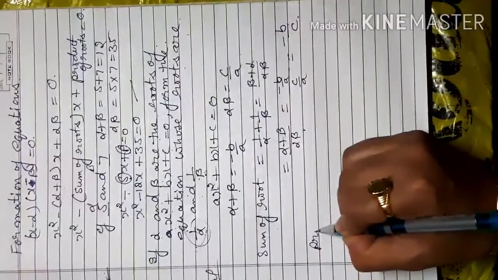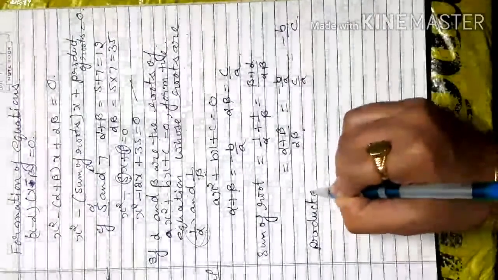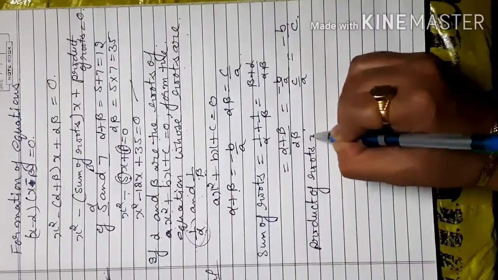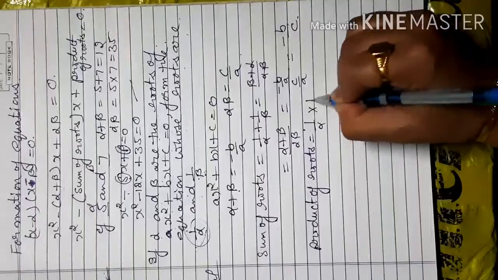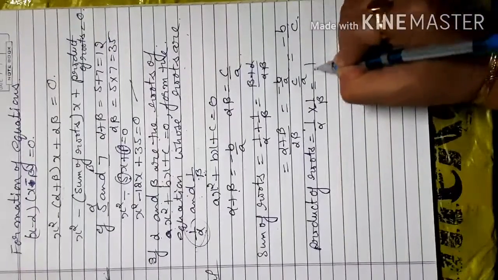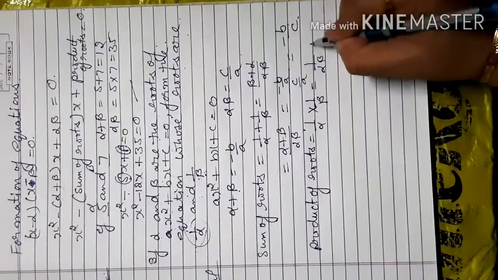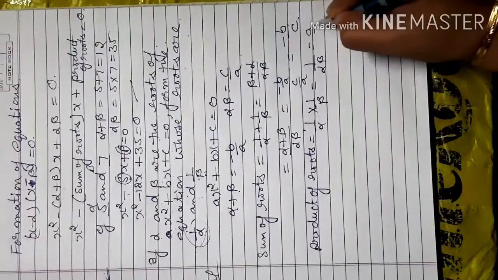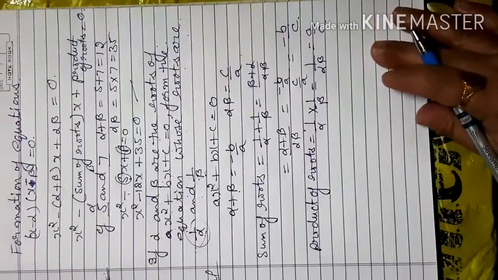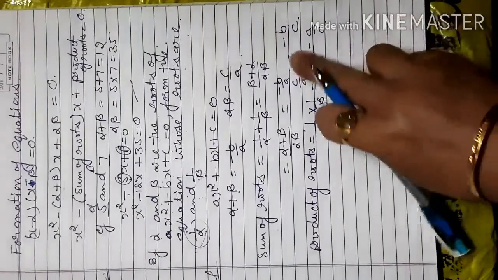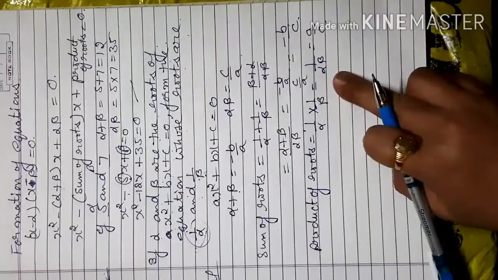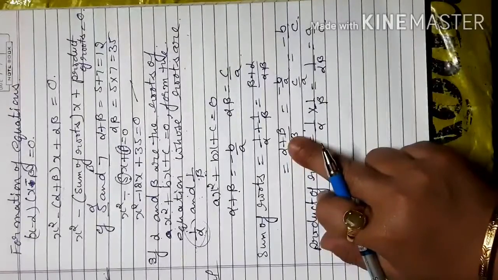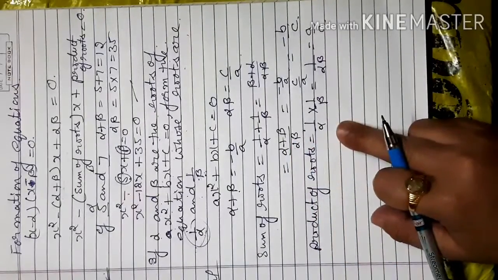Now the product of roots. When you multiply 1 by alpha into 1 by beta, you get 1 by alpha beta, and my alpha beta value is c upon a. So that becomes a upon c, because the denominator of the denominator moves upward. This is the reciprocal of alpha beta. So now you got the value of the sum of roots, and you got the value of the product of roots.